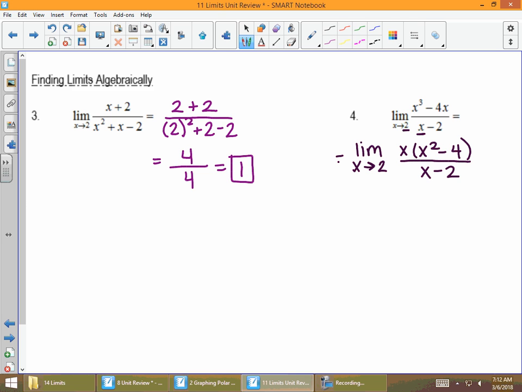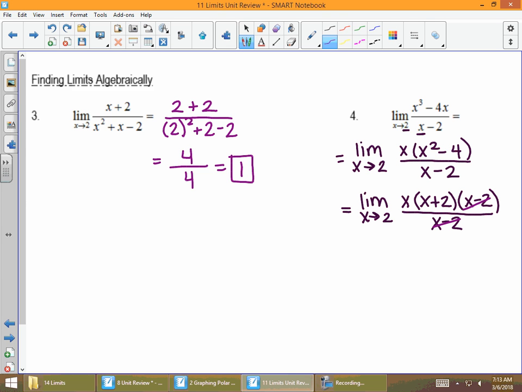And I'm going to keep the limit notation going because I'm not evaluating the limit yet, and that's important if you have equal signs in between. So I'm going to keep the x out front of the x squared minus 4, x plus 2, x minus 2. And that's going to let me cancel. So now I can cancel my x minus 2's, and now when I plug in the 2, I'm not going to have an undefined situation. So at this point, I'm taking the limit as x approaches 2 of x times x plus 2.